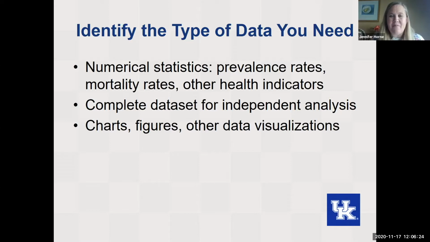First thing is, what's the type of data? Are you looking for numerical statistics like prevalence rates or mortality rates, other indicators? Or do you need a complete data set, like you're going to do an independent analysis on a large data set? Or are you looking more for charts and figures or other data visualizations for a presentation or for a research paper? Identifying the type of data you need will help you figure out where to look for it.